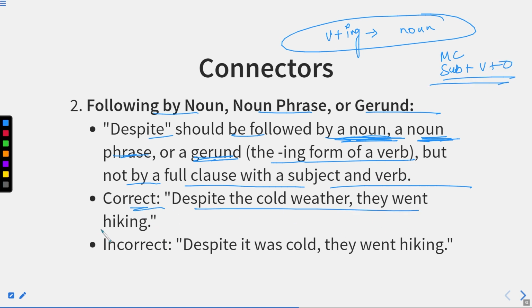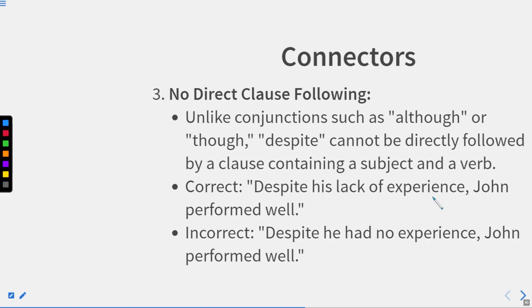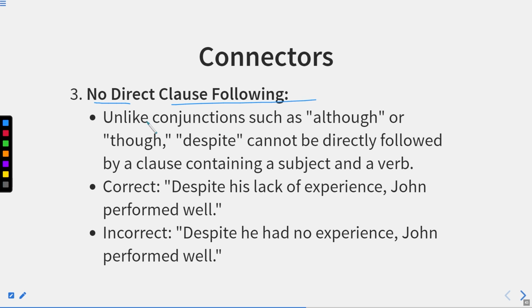Correct: despite the cold weather, they went hiking. Incorrect: despite it was cold. Now, it was cold cannot be written after despite. No direct clause following. Unlike conjunctions such as although or though, despite cannot be directly followed by a clause containing a subject and a verb. Correct: despite his lack of experience, John performed well. But if I write despite he had no experience, this will be incorrect.